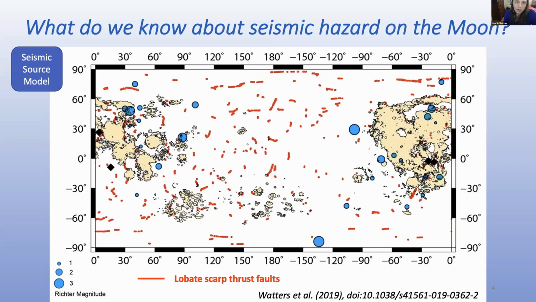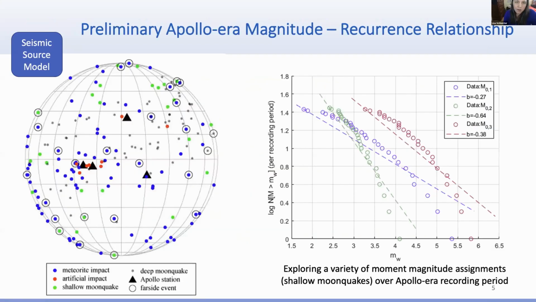Thanks to the Apollo missions, we also have a variety of ground motion records from the Apollo era timeframe, where we can start to develop magnitude recurrence relationships. So we could start to get a handle on how seismically active the moon is, or at least we have some data for doing that. On the right here, you can see three different relationships we've been exploring. Depending on how you assign the moment magnitude to those events, you'll get different relationships.